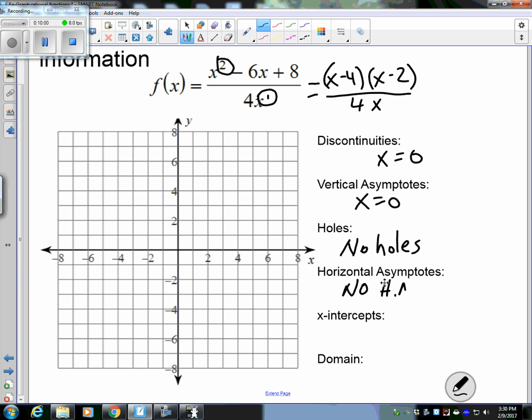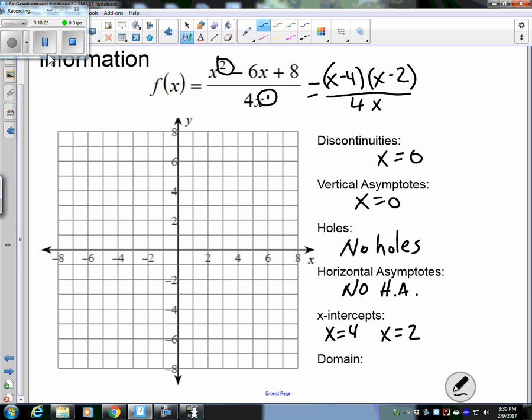I guess we could draw in the vertical asymptote, but let's look at x-intercepts. We'll make the numerator 0. The first factor, x minus 4, is going to be 4. The second one is 2. So we'll have x-intercepts at 4 and 2.